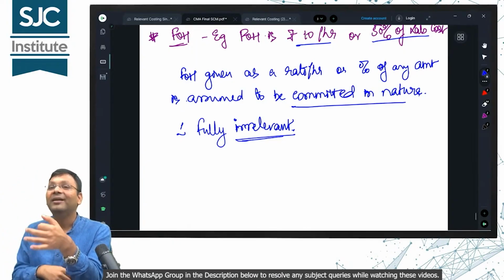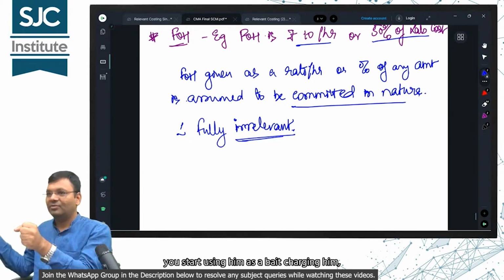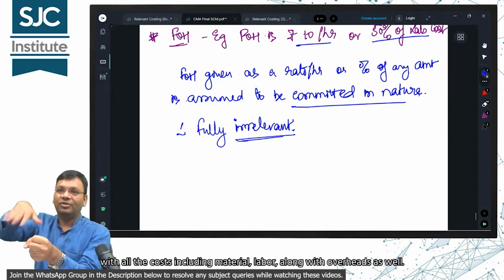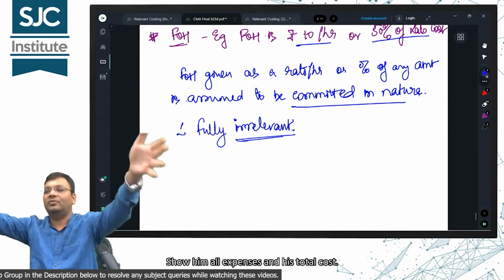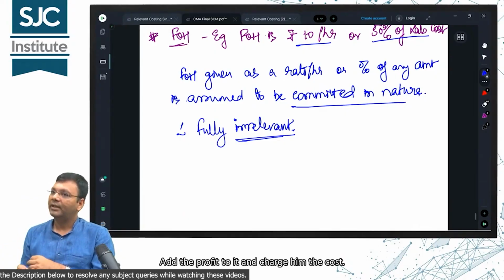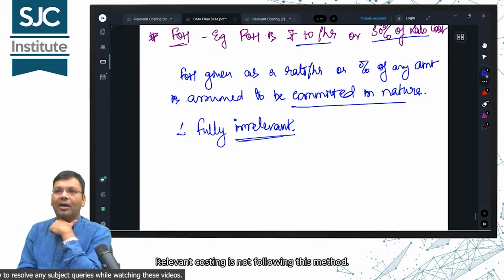Both should be considered. Absorption costing is an old method where any customer who comes in, you start using him as a bait, charging him with all the costs including material, labor along with overheads as well. Show him all expenses and his total cost. Add the profit to it and charge him the cost. Relevant costing is not following this method.